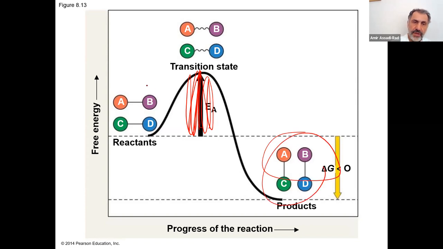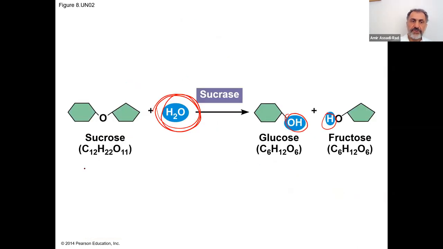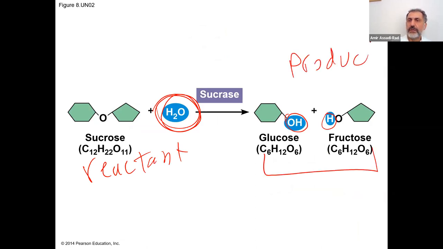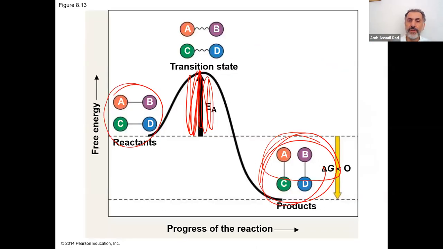This is the reactant. And then this is the product. Okay, you all know what I'm talking about. Like for example, let me go back. This is the reactant, and these two are products. And of course, this is the enzyme. Right? So when you want a product, the reactants get together or break down, whatever happens, this is the amount of energy you need.